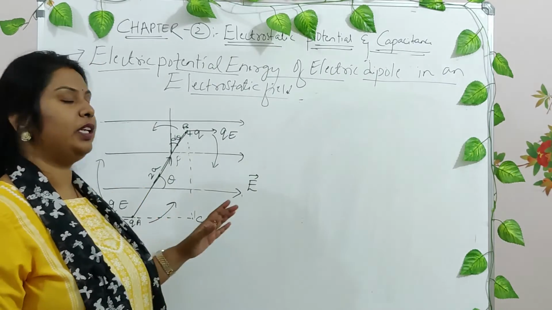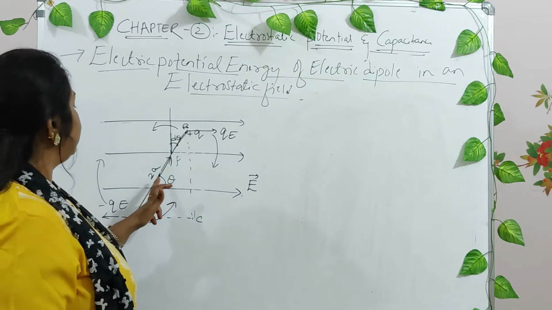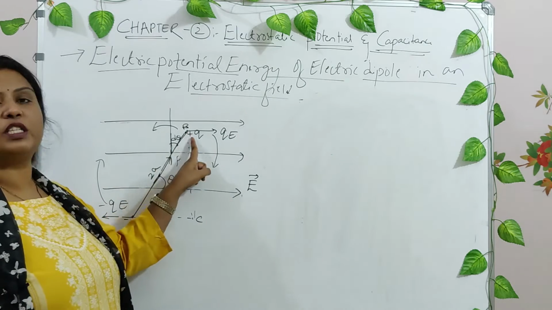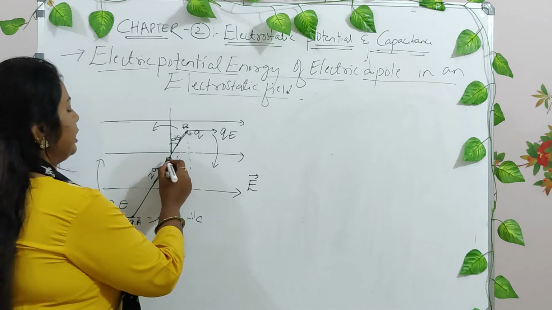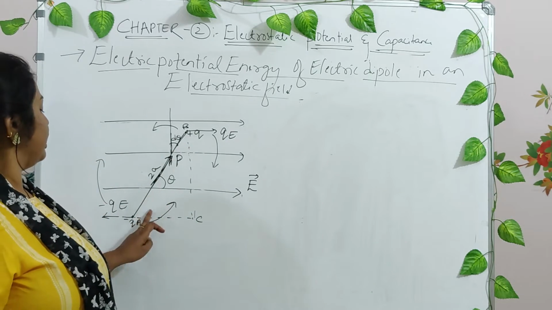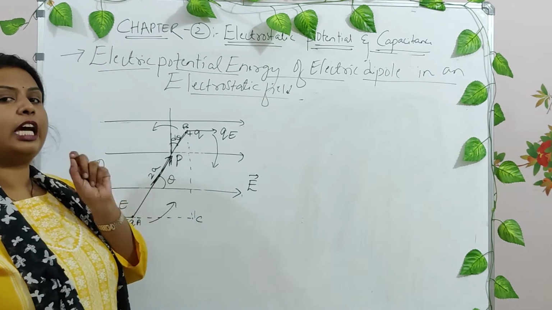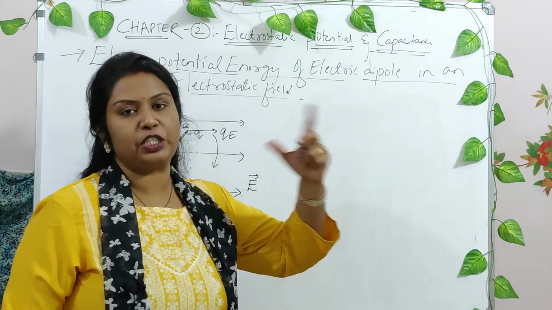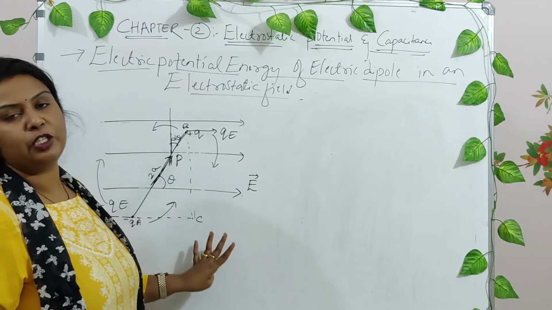Please make a note here. I just forgot to tell you. The direction of the dipole moment will always be from negative to positive, and hence it is directed in this direction. I have represented p in the direction from negative to positive. The dipole moment direction will always be from negative to positive, right? Did you follow up to this particular point?